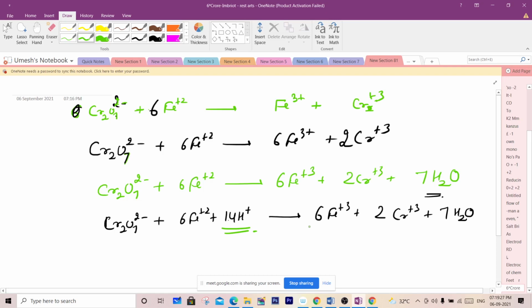Any doubt till now? Now you can see the 2 chromium on both sides, 6 iron on both sides, 7 water oxygen on both sides, 14 H positive on both sides. This is a balanced equation. Note down each and every step. Any doubt in it? No. Next.